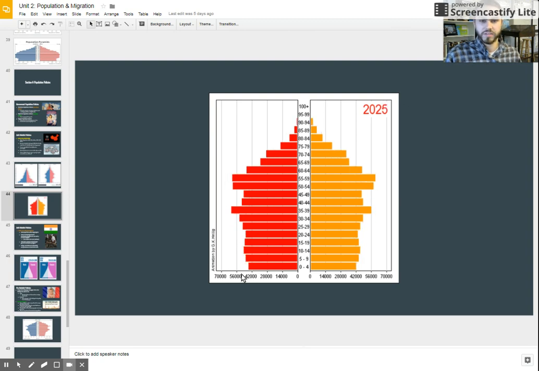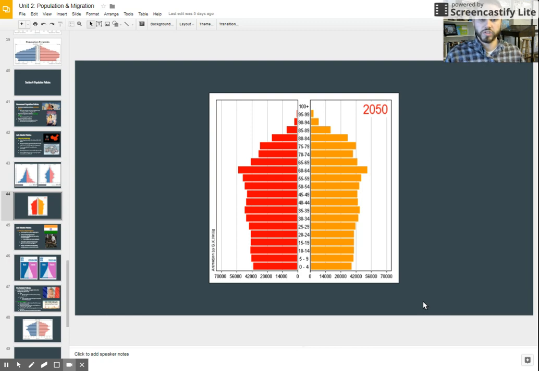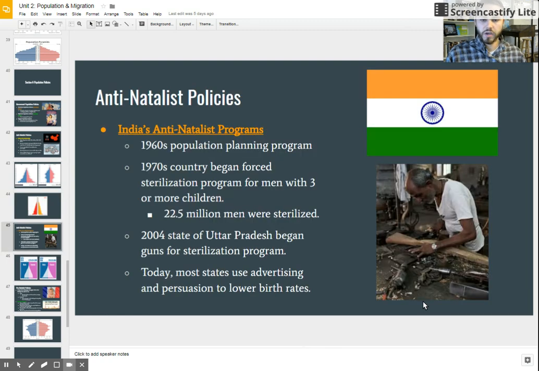They almost skipped stage 3 and went from a stage 2 to a stage 4 because of that one-child policy. Another one I want to talk about is India. India is the second largest population and soon going to overtake China as the largest population in the world. And they went through some of the similar type of anti-natalist policies.